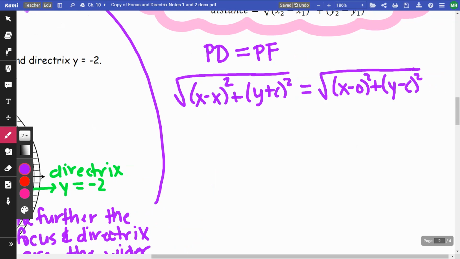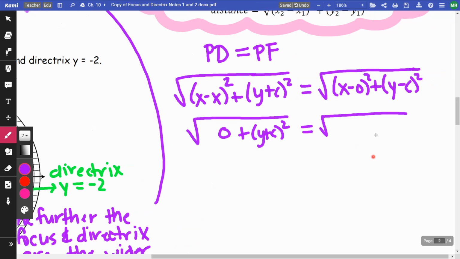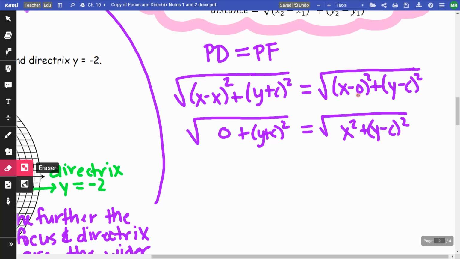So if I clean this up underneath this square root, this right here is going to become 0. 0 squared is 0 plus, and I'm just going to leave the y plus c squared right now. Equal, and on the other side, I can clean up this x minus 0. x minus 0 is x, so I'm going to get x squared plus y minus c squared. Now, I really don't need that 0 here. I could really get rid of that 0 there. Does that make sense? I don't need it.